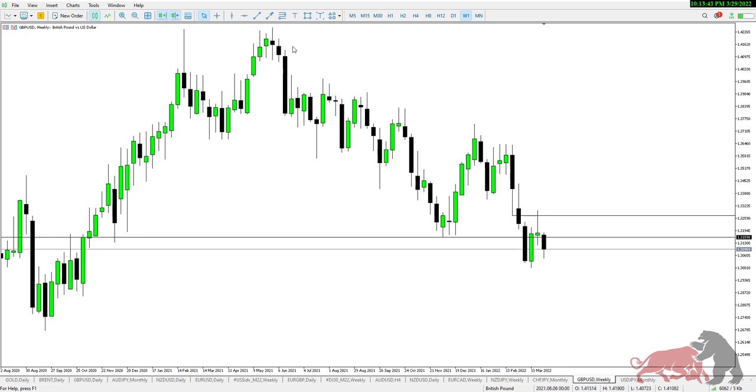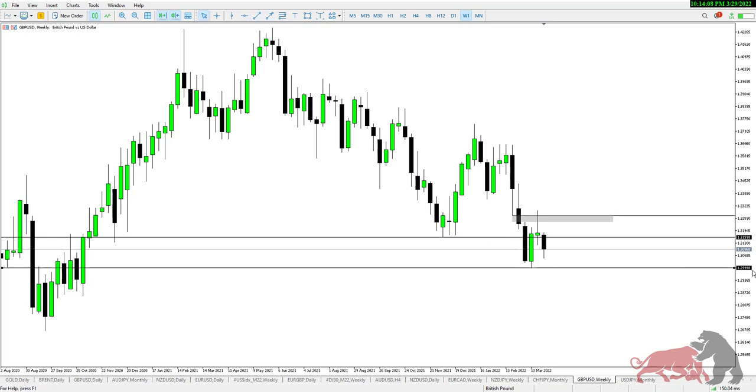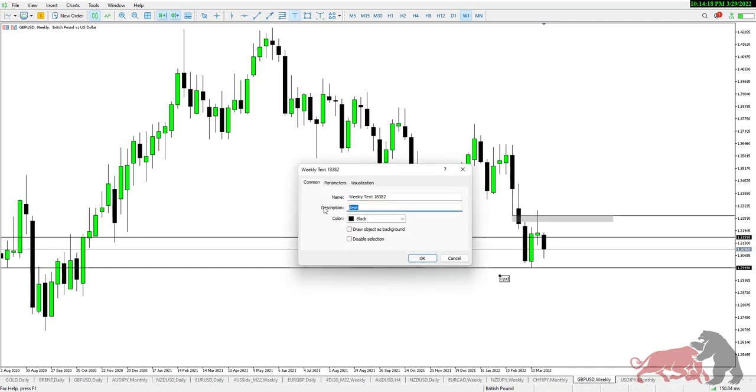Now, on the weekly time frame, this was our fair value here. See, that was our FVG on the weekly chart, and that's where price found resistance, and then it dropped. So now we've got the current month low, right? The current month low is coming in at 1.2999.